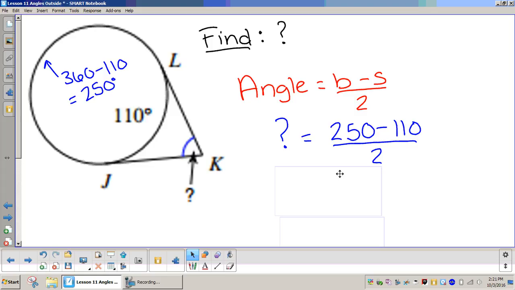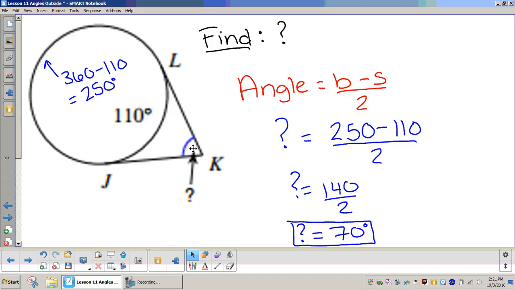So we'll plug big minus small in, simplify, and we get that this angle is 70 degrees. So in this example, again, I had to figure out what the big arc was because I didn't know it directly, but it's 360, the whole circle, minus the arc that we know, and that gave us the B, or the big arc here, is 250.